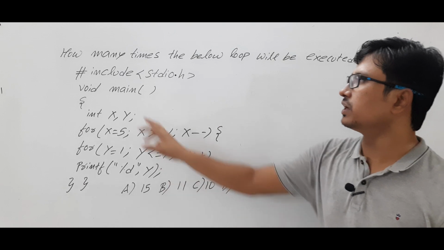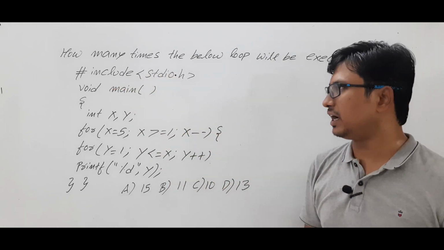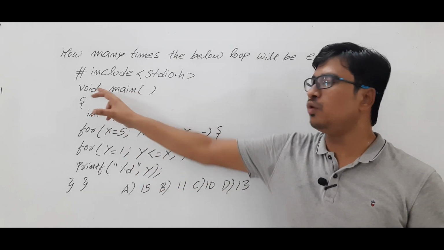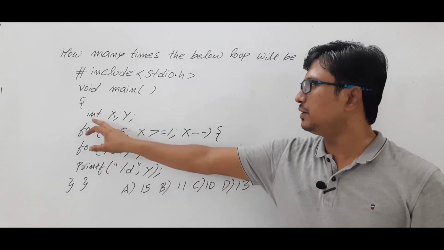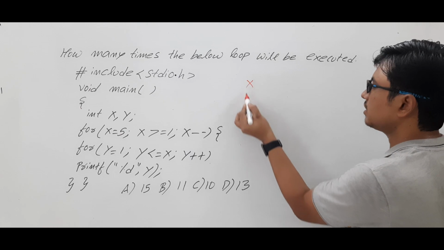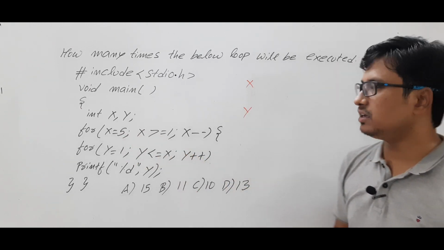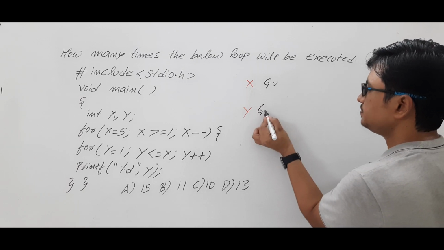Now look at this one: #include <stdio.h>, which is a standard input output header file, and void main. Main is a predefined function. This void keyword specifies that this function does not return any value. Then you have int x, y. x and y are integer variables. As we do not initialize any values right now, they will contain garbage values.